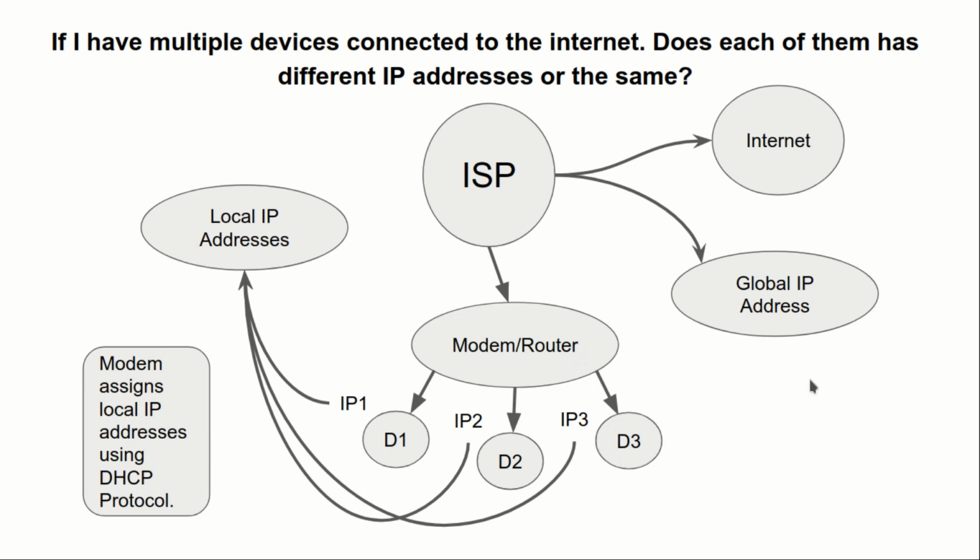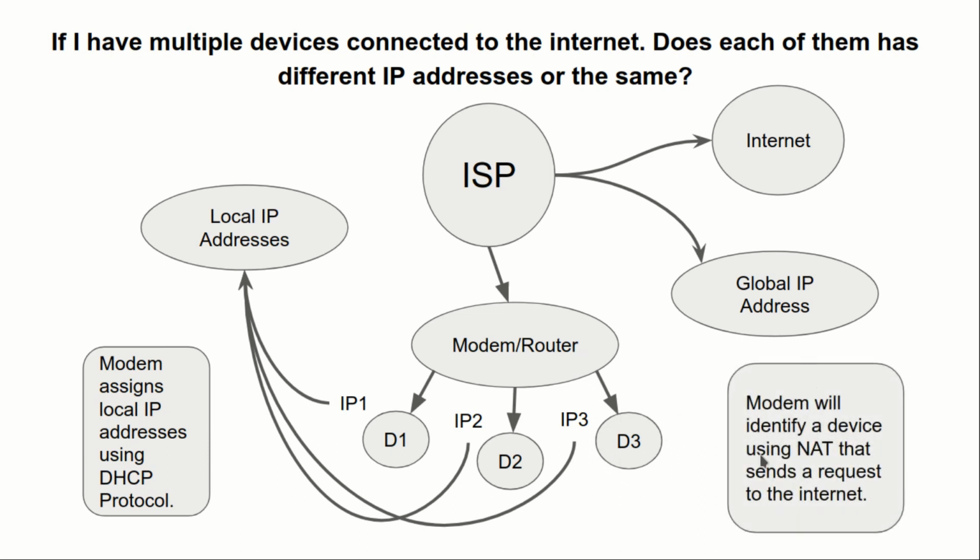Alright, so how will it identify the device? Basically, the modem will identify a device using the network address translation that sends a request to the internet. The modem will identify all these three devices, which device has sent which type of request. In this way the modem will distribute the response related to its own device.